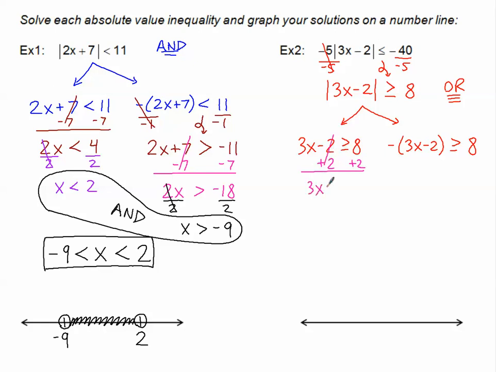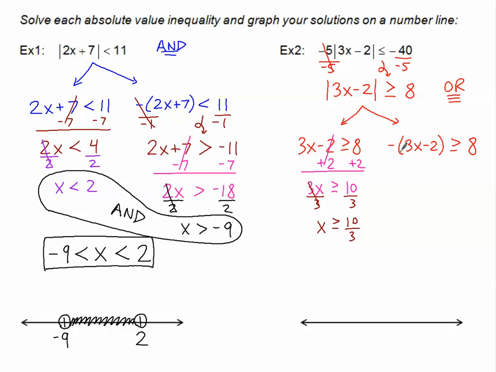We have 3x is greater than or equal to, adding does not change my symbol, this becomes a 10. When I divide by 3, I'm not scared of fractions. That's okay. You're going to get fractions. I get 10 thirds. I'll just leave it as 10 thirds. As long as it's reduced, we're fine.